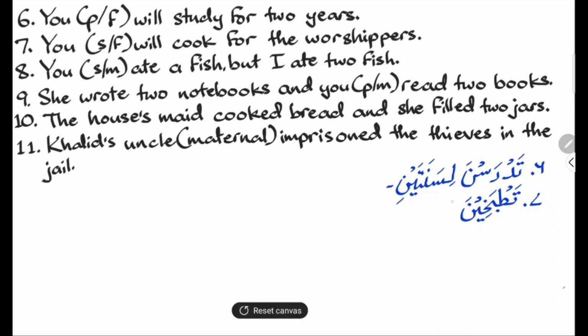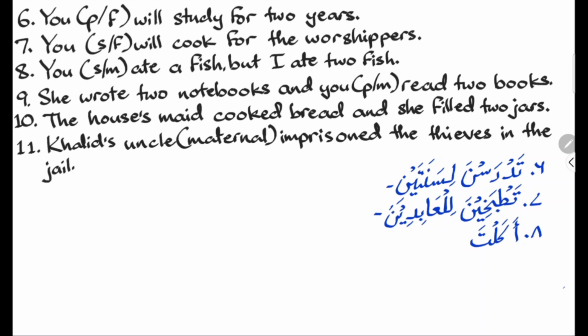So you will say تطبخين للعابدين. You, singular female, will cook for the worshippers. Now let's move on to the 8th sentence. You, singular male, ate a fish, but I ate 2 fish. Eat in Arabic is akala. You, singular male, did is fa'alta. So akala on the wazn of fa'alta is akalta. So akalta means you, singular male, ate a fish.